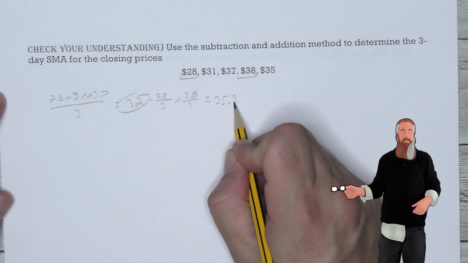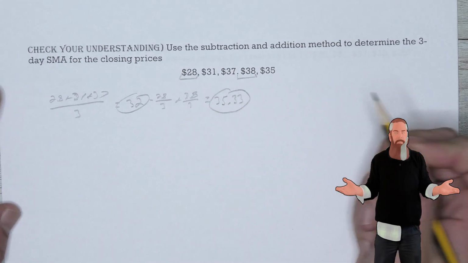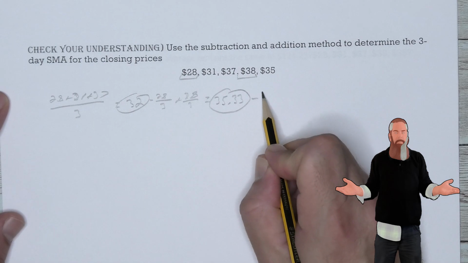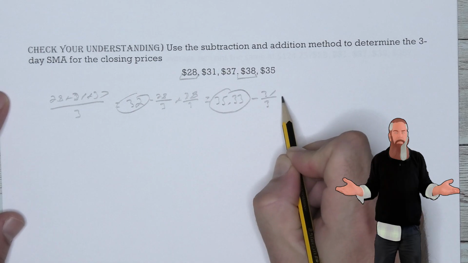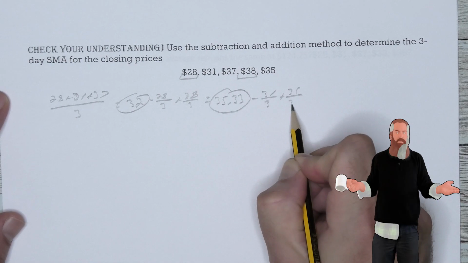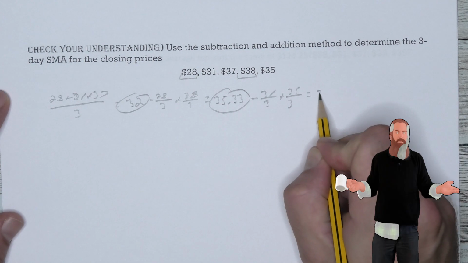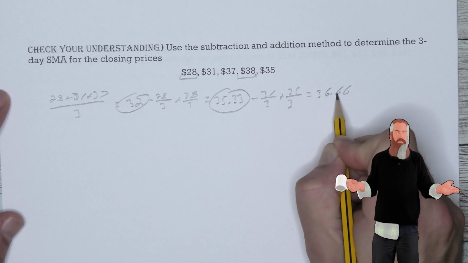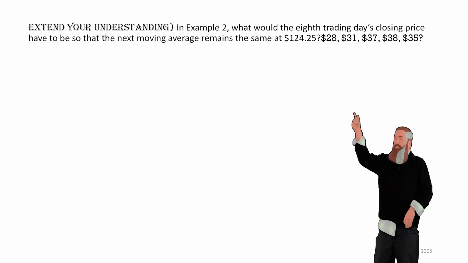This is going to give us 35.33. Now we will subtract 31 over 3 and add 35 over 3. And this is going to give us 36.66. Let's extend our understanding.